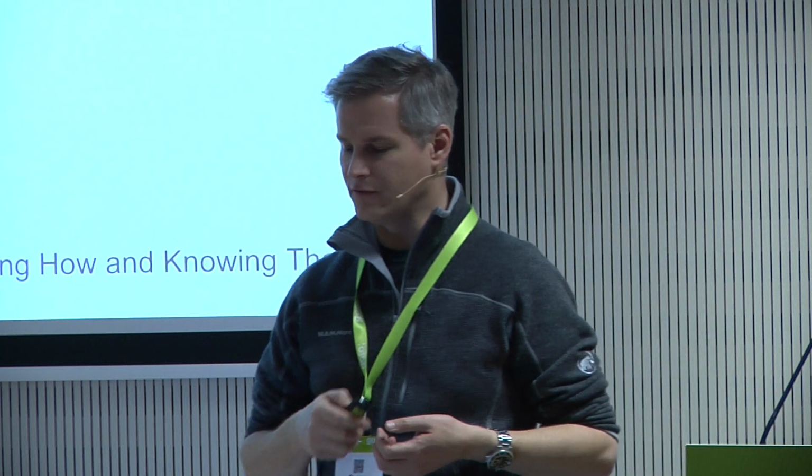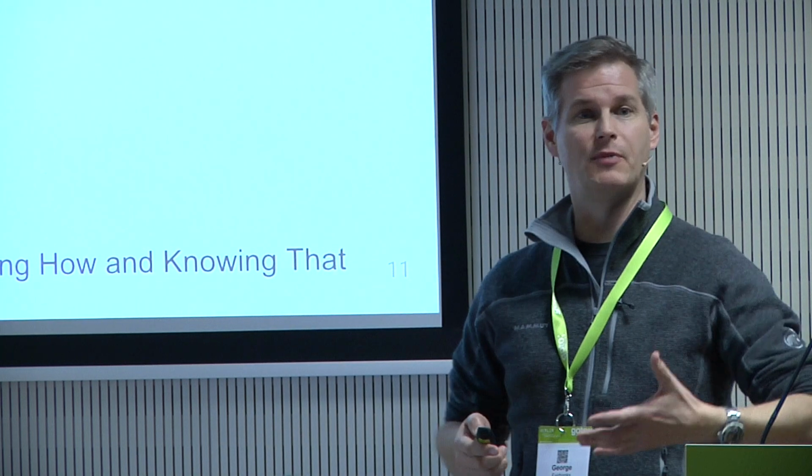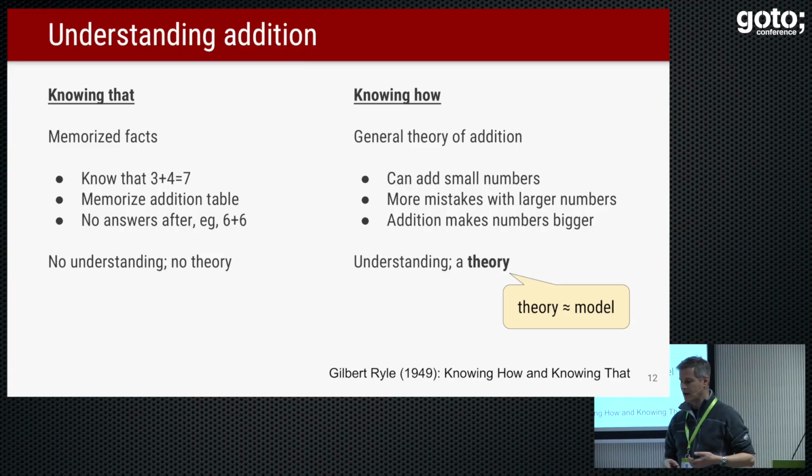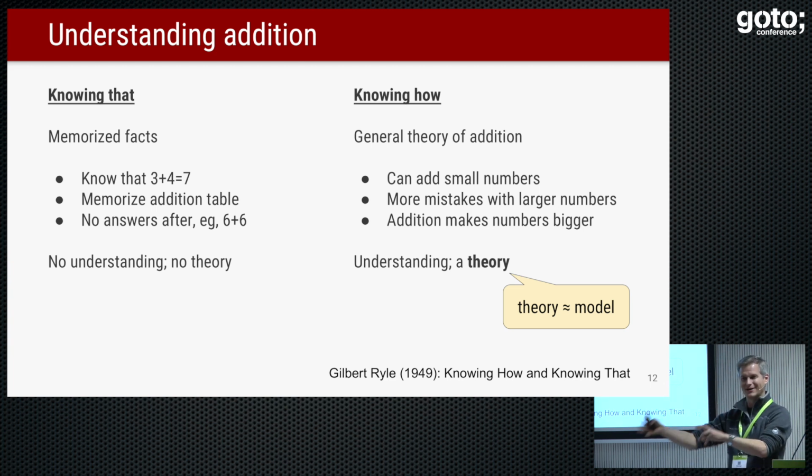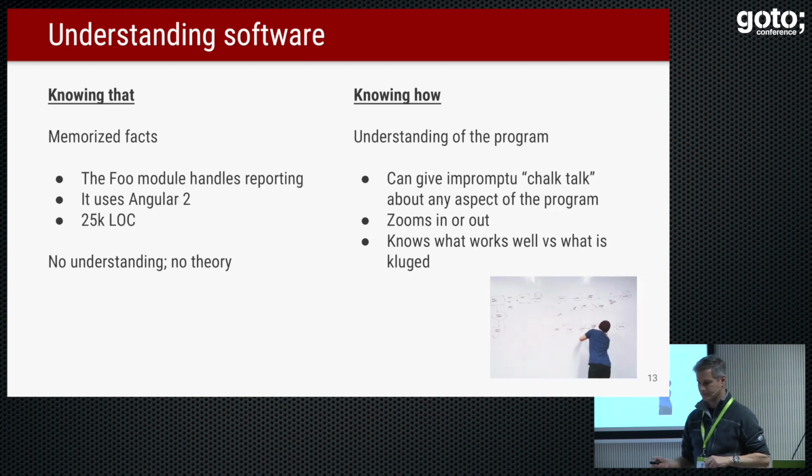So Ryle distinguishes knowing that, which is a pile of facts that can be memorized, with knowing how, which is a generalized ability to do something. So in the case of addition, it would allow me to take any numbers and put them together. It would include the idea that when you take numbers and put them together, they get bigger. And when you subtract, they get smaller. So it's that understanding that's distinct from having a bunch of facts at your disposal.